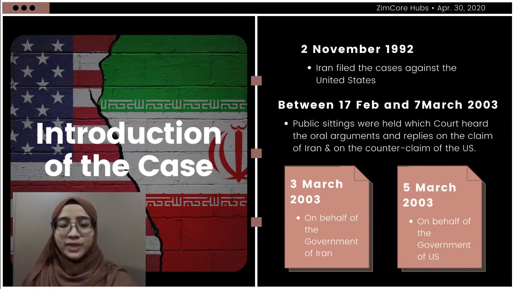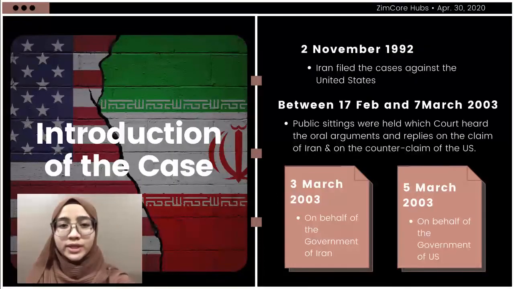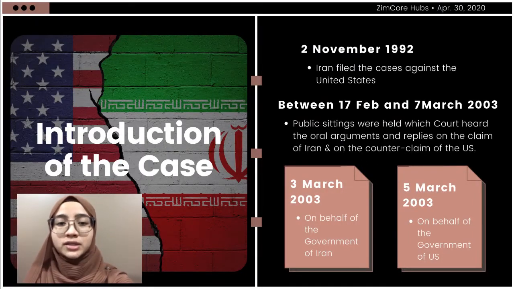On 2nd November 1992, Iran filed an application in the court's registry to begin proceedings against the US for the destruction of Iranian oil platforms by several warships of the United States Navy on 19 October 1987 and 18 April 1988. Public sittings were held between 7 February and 7 March 2003, in which the court heard the oral arguments and replies on the claim of Iran and on the counterclaims of the United States.